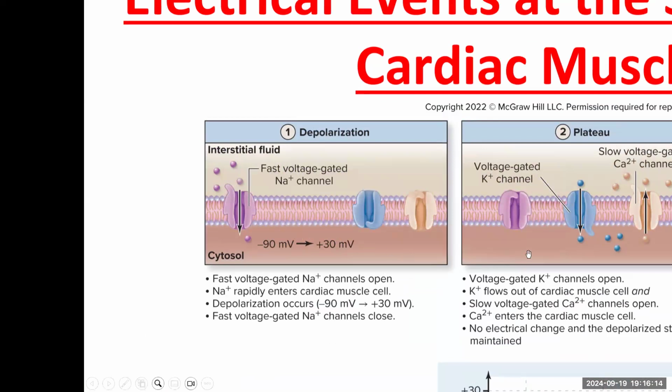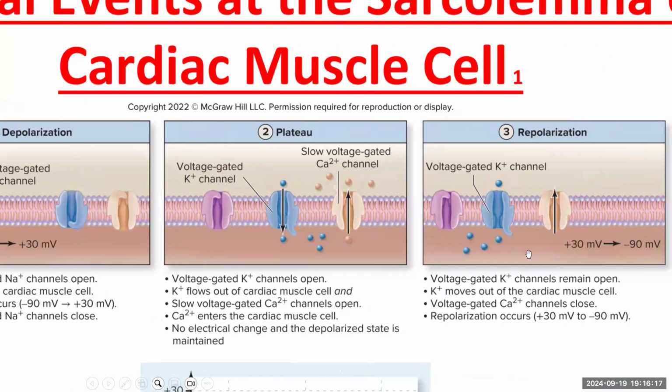Once we get to this value of +30 or thereabouts, that's the stimulus that then causes our potassium voltage-gated channel to open up and our slow voltage-gated calcium channels to open up. At this point, the fast sodium gated channels have closed, potassium leaves, calcium enters, but more calcium is entering the cell than potassium is leaving. Right, so we're going to see a decrease in the positive charge inside the cell. We're starting to make the inside of the cell more negative as this is occurring. And that's our plateau phase.